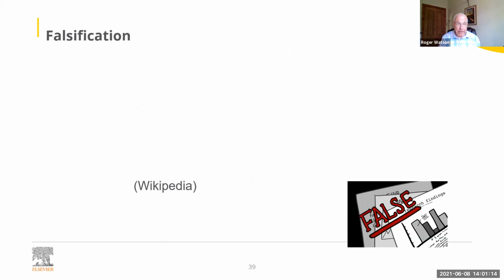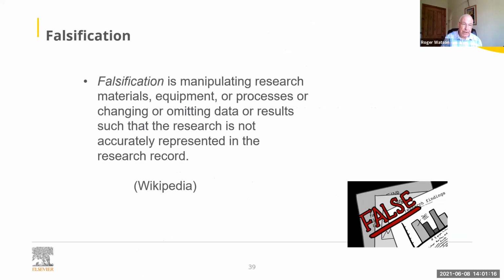So next we have falsification, and falsification is basically manipulating research materials, equipment, processes, changing or omitting data so that the research isn't accurately reported. And in fact, always the research is made to look better than it is. So people will exaggerate the research. So you can miss out or not take into account outliers. That's one way of doing it.